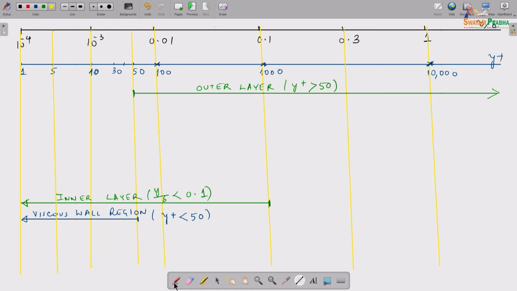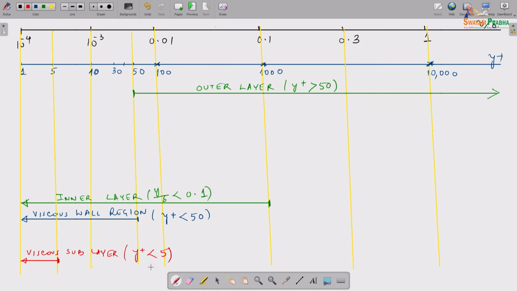Okay, then you have a viscous sublayer, which is y plus less than 5. Okay, so this is the viscous sublayer, right, y plus is less than 5.